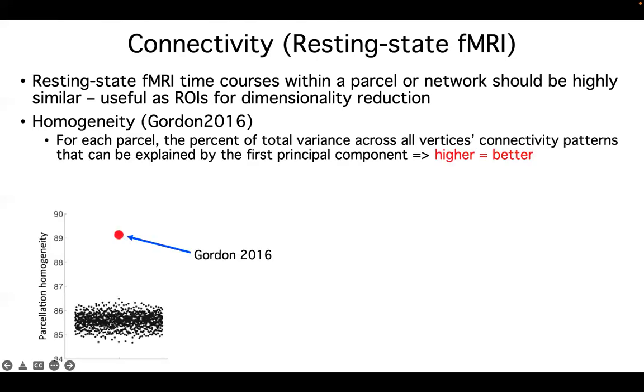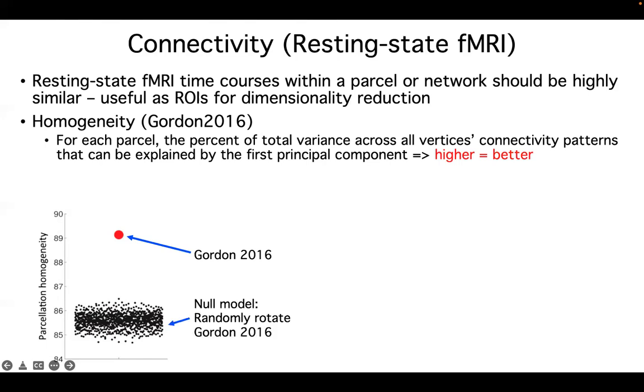One way to compute homogeneity is to perform PCA analysis for each parcel's functional connectivity patterns. The homogeneity metric is then defined as the percent of total variance across all vertices' connectivity patterns that can be explained by the first principal component. A higher homogeneity value indicates that the connectivity patterns of vertices within the parcel can be better described by a single connectivity pattern. In this plot, the red dot represents the homogeneity of Gordon's parcellation.